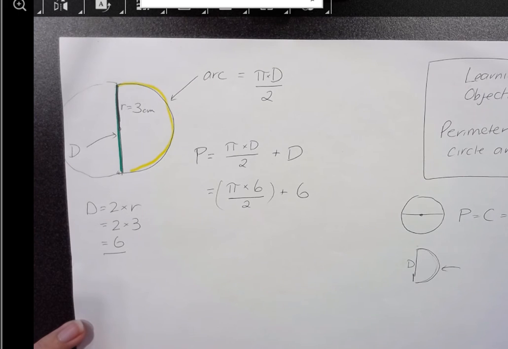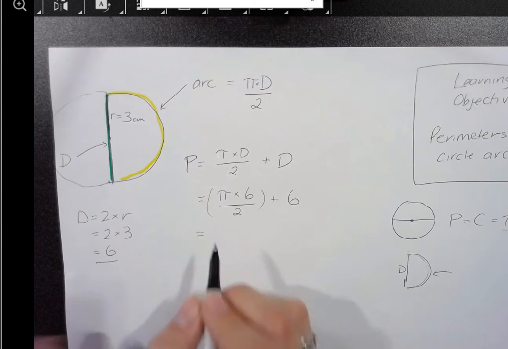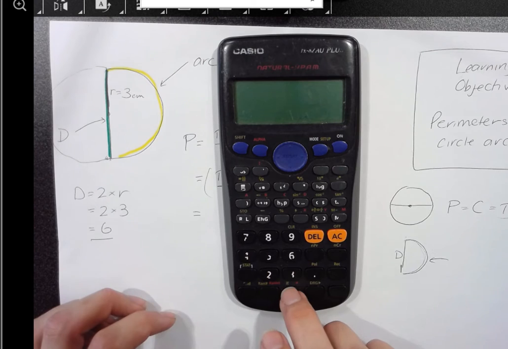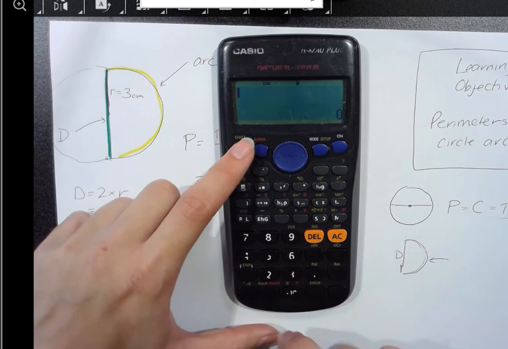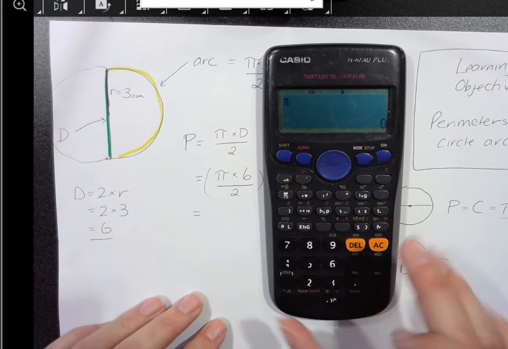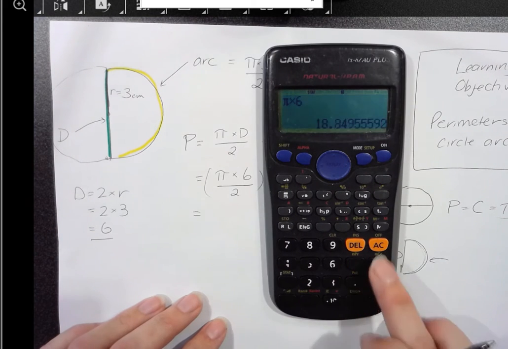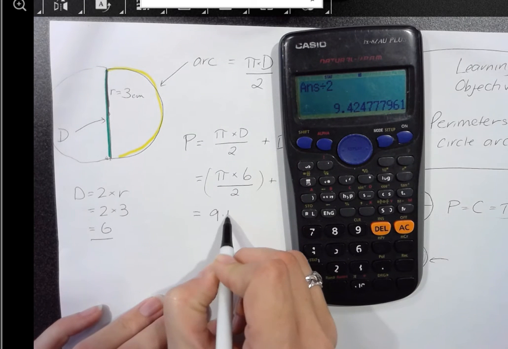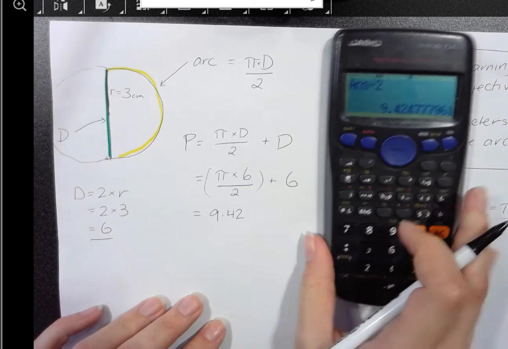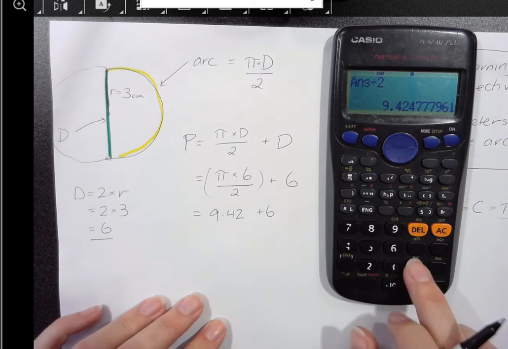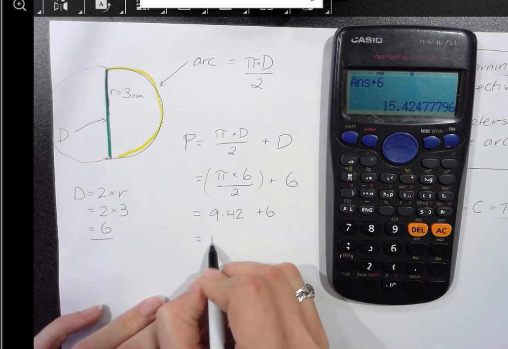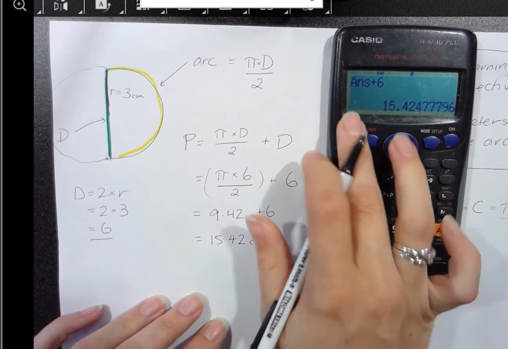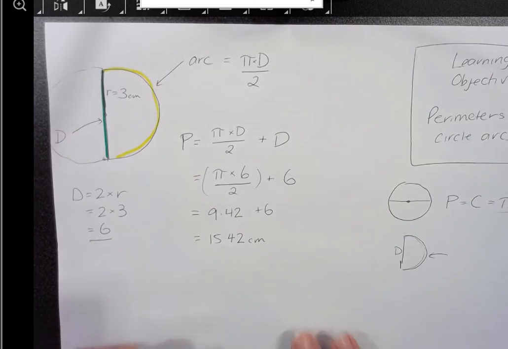Alright, if we get the calculator out, remembering we need to find pi, it is down the bottom here. So pi times 6 divided by 2, and we're going to round that, so 9.42 plus our 6, so we can say plus 6 here, and we're going to get 15.42, and we're still talking in centimeters here.